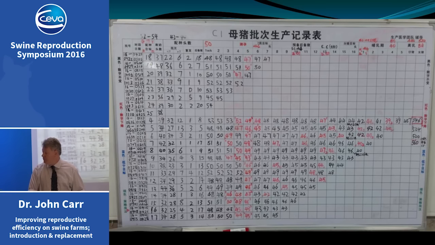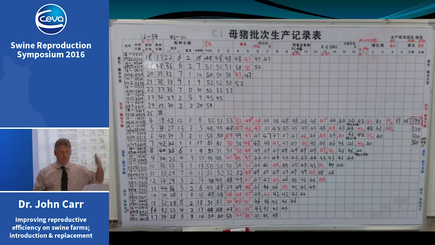What matters to me, I'm a breeding guy. What matters to me is having 50 sows this week and in 21 weeks' time having 50 sows again. I'm a breeding guy. I don't care how many sows farrow. I don't care how many pigs go to the nursery. I don't care how many pigs are in the finishing. It's not my problem. Somebody else's problem. Unless you make it part of the team.